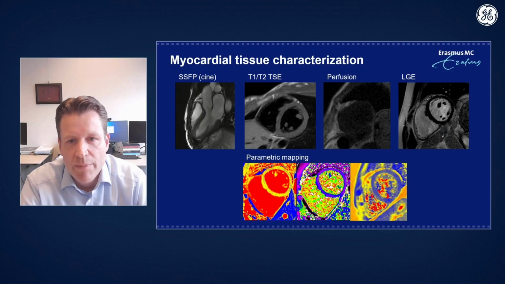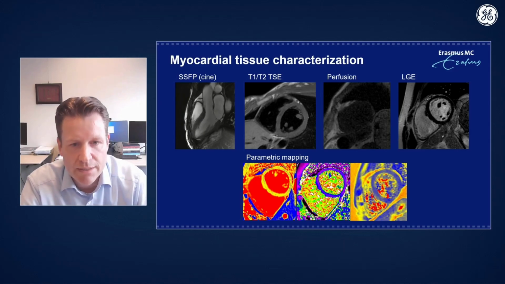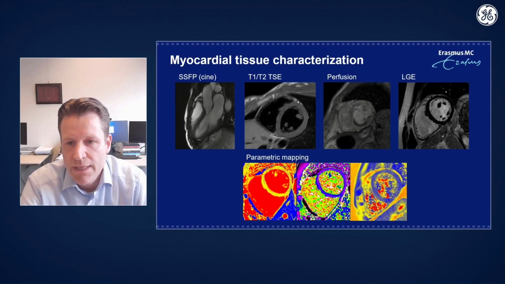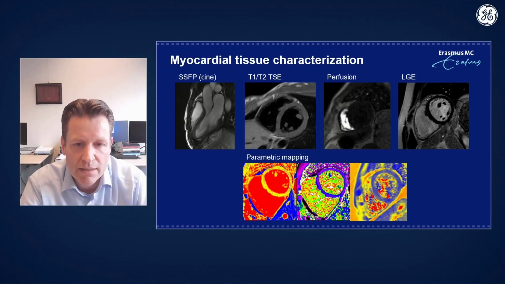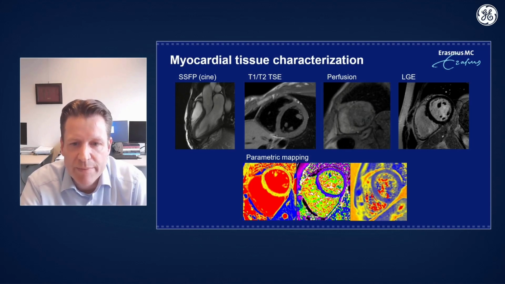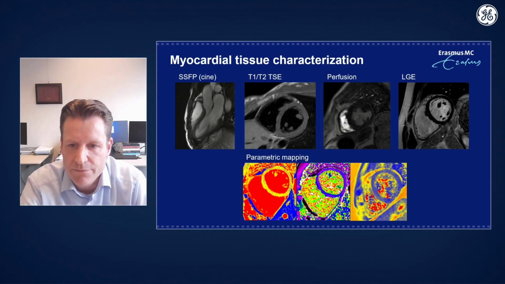So if you talk about myocardial tissue characterization, of course, we have the CINE images, which we use a lot in cardiac imaging. Then the T2, T1 turbo spin echo. We do a lot of the perfusion. And late gadolinium enhancement. And over the past decade, a lot of studies have been done about parametric mapping of the T1, the T2, and the extracellular volume mapping.